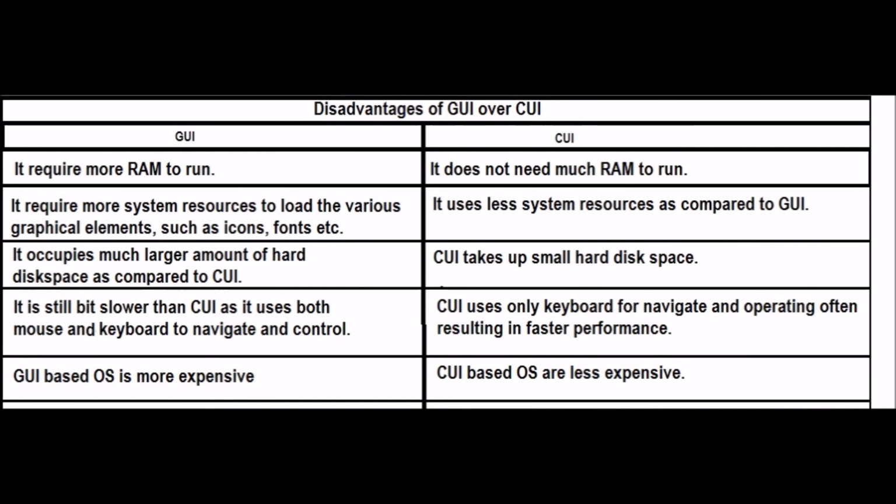GUI is still a bit slower than CUI, as it uses both mouse and keyboard to navigate and control, whereas CUI uses only the keyboard to navigate and operate, often resulting in faster performance. A GUI-based operating system is more expensive, and CUI-based operating systems are less expensive.